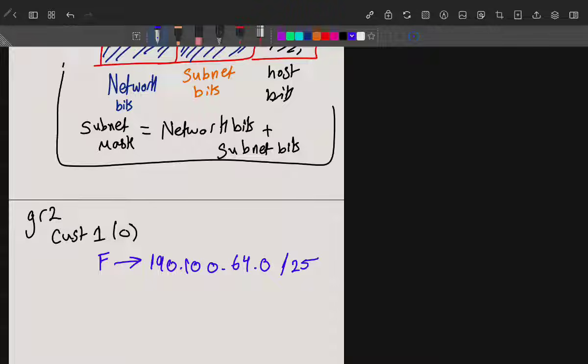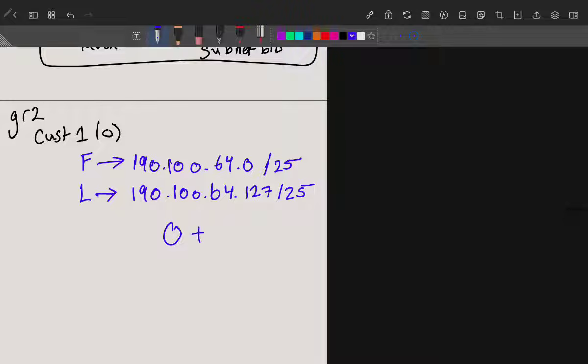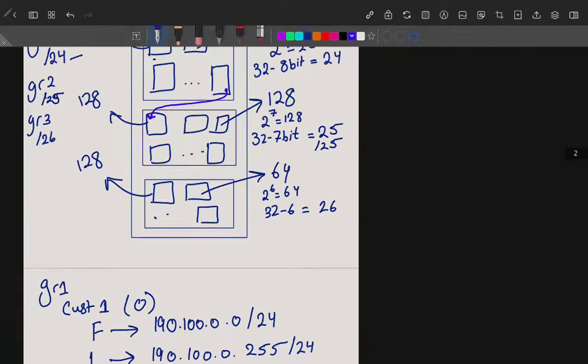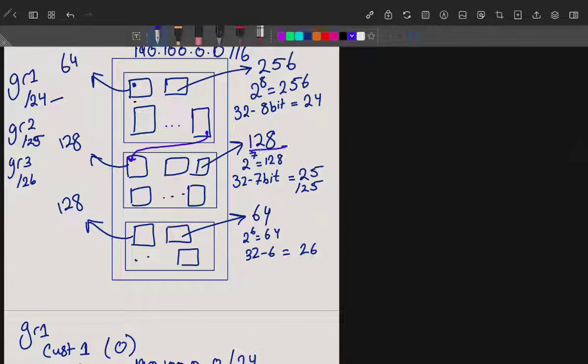25. Now this is the first address. What about the last address? Now remember, the last address is going to be incremented: 190.100.64.127/25. Why 127? Because 0 plus 127 is 128, where for each customer we needed 128 addresses.